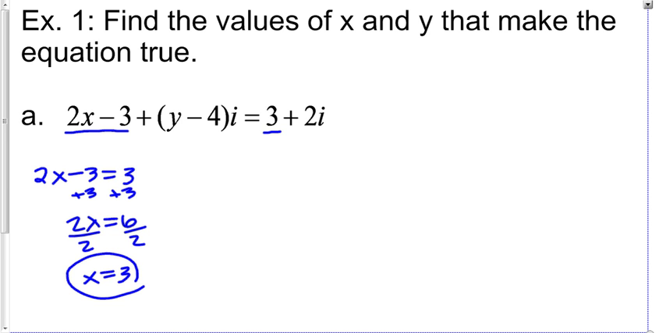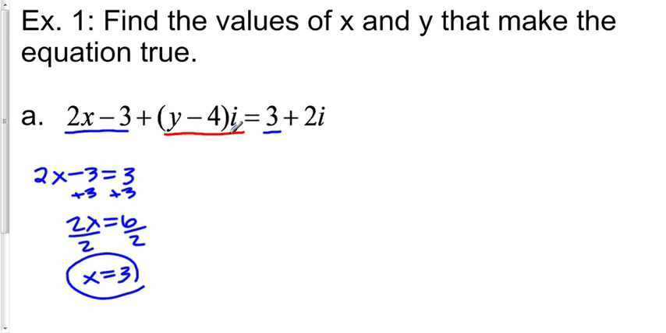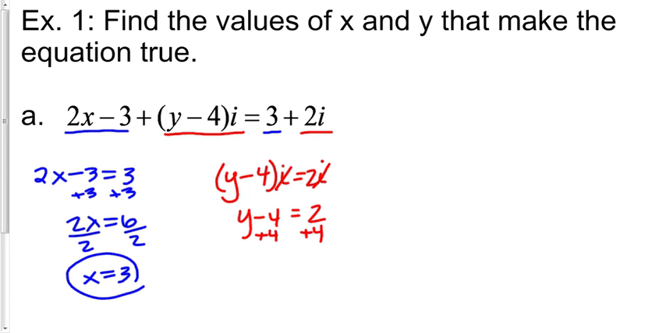Now in red, I'm going to underline the imaginary parts. The imaginary parts are the parts of the equation that have i in them. So y minus 4 times i has to equal 2i on this side. So we set them equal to each other. y minus 4 times i has to equal 2i. Now I can divide both sides by i and cancel out the i's. So what's really going on here is that y minus 4 has to equal 2. So I'm going to add 4 on each side, and y must be 6.